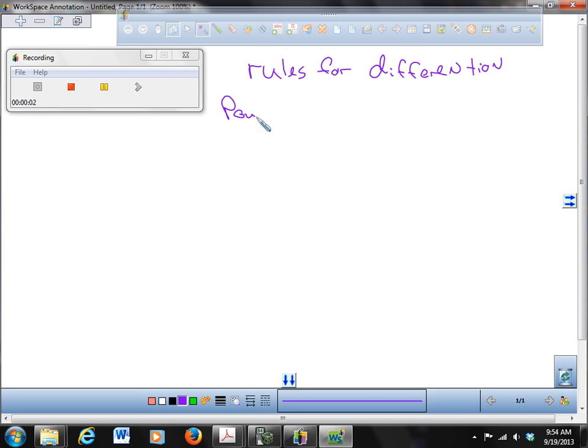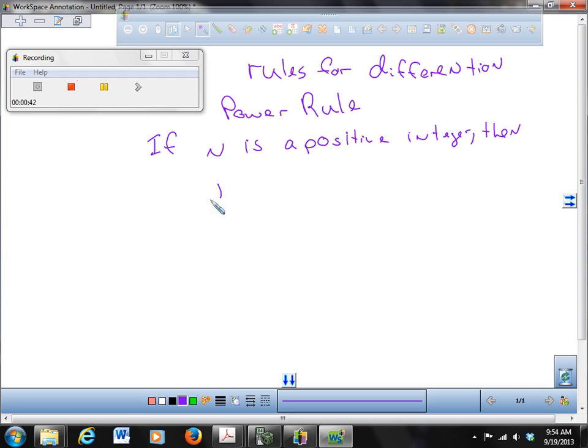And these just give you lots of shortcuts for finding derivatives. The first one, which many of you know already, is called the power rule. What the power rule says is that if n is a positive integer, then d dx of x to the n is equal to n times x to the n minus 1.